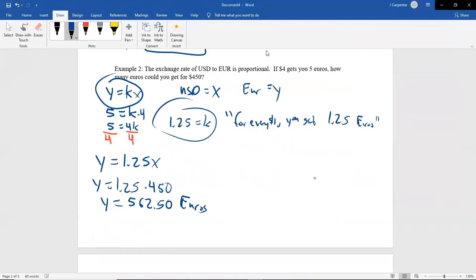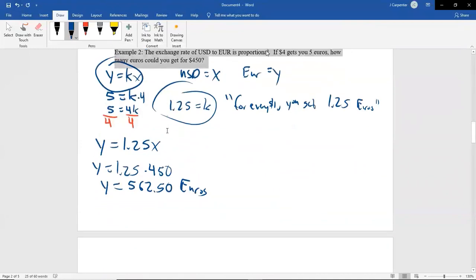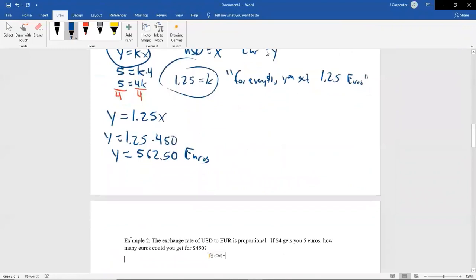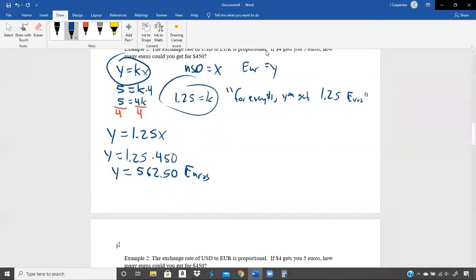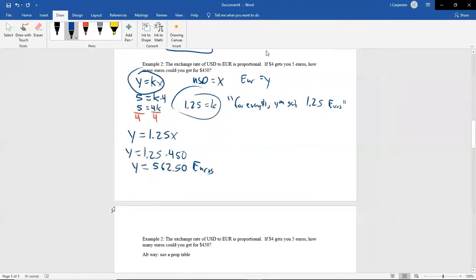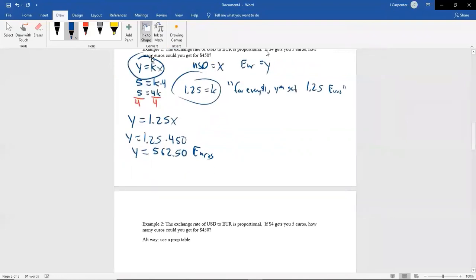An alternative way to have done this. I copy the question and put it just a little lower. The alternative way is we could have used a proportion table or a ratio table. Ratio table, proportion table, same thing. Let me just zoom back. All right. So we got the answer using the y equals kx setup. Now let's try using it a different way, because like I've said, at the end of this course, it doesn't matter which way you do things as long as you learn one of them. So what are the things we're converting between? Euros and dollars.